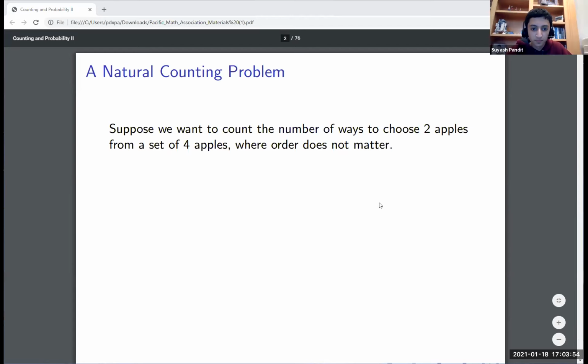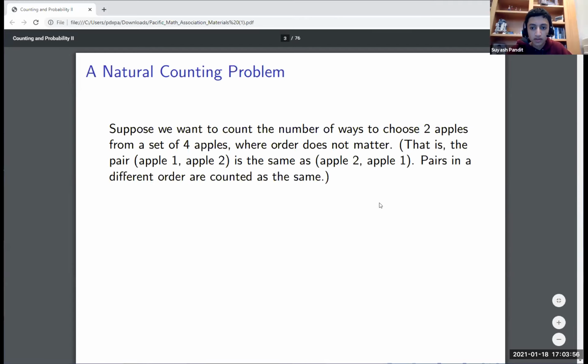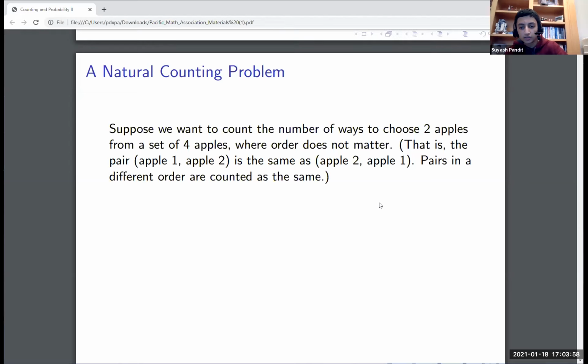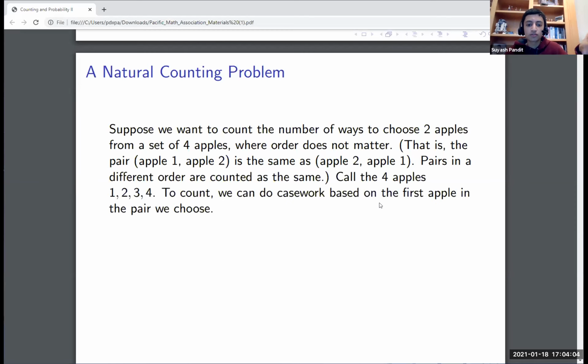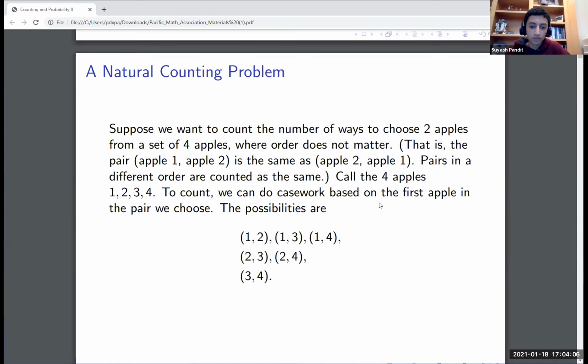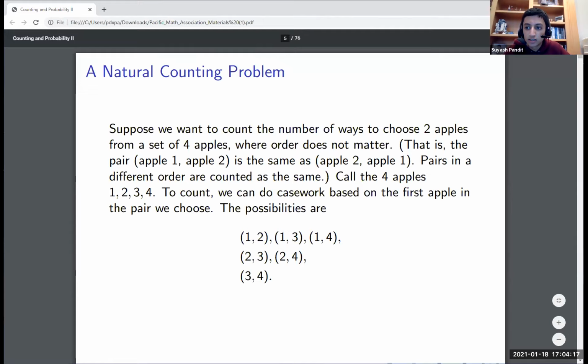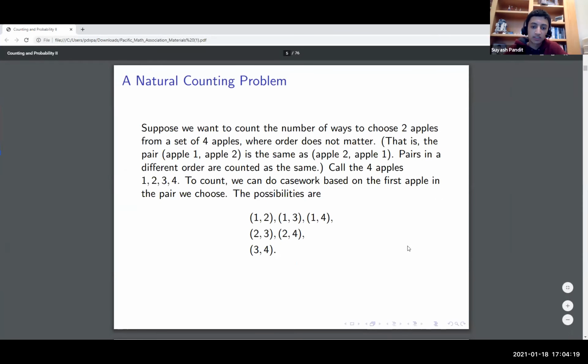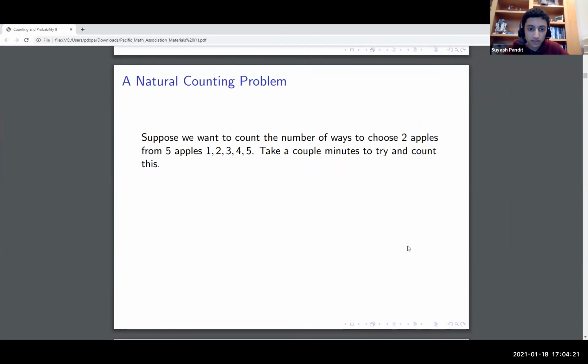Okay, hold on. So the order does not matter. So apple 1, apple 2 is the same as apple 2, apple 1. Now call the 4 apples 1, 2, 3, and 4. We do casework based on the first apple and the pair we choose. These are the possibilities. You'll notice something like 3, 1 is not included. That's the same as 1, 3. That's what we mean by order not mattering. So with that in mind, there are these 6 possibilities.